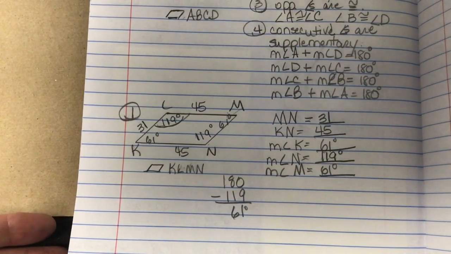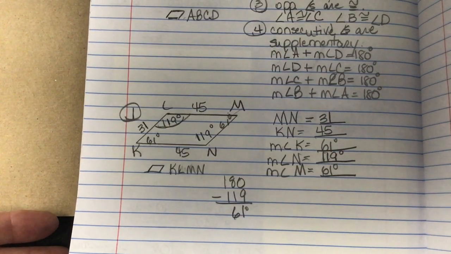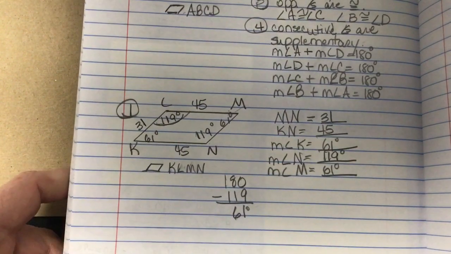Number 2, page 75. Everybody good? Okay, pretty straightforward.